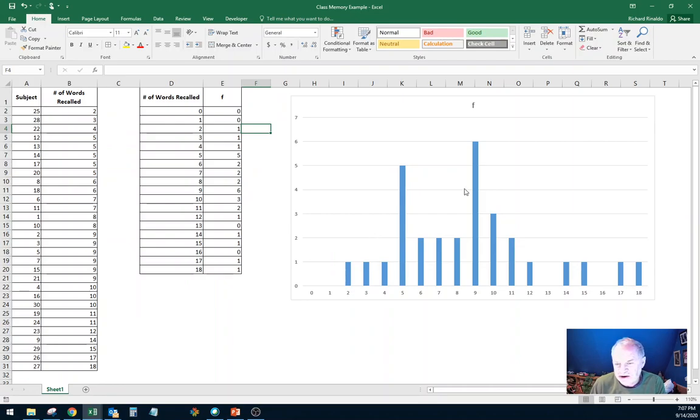So what I can see here, I have a visual representation. I can see that the modal response is 9. 6 people recalled 9 words. We'll talk about central tendency the following week.